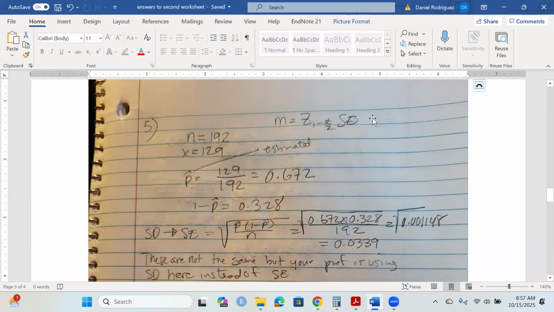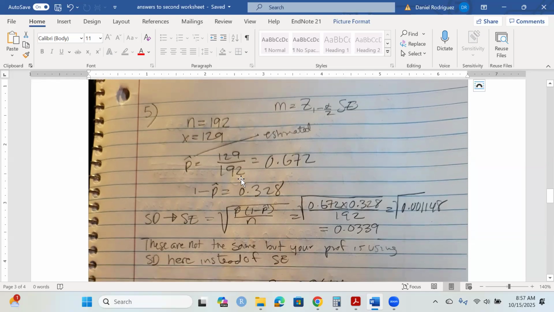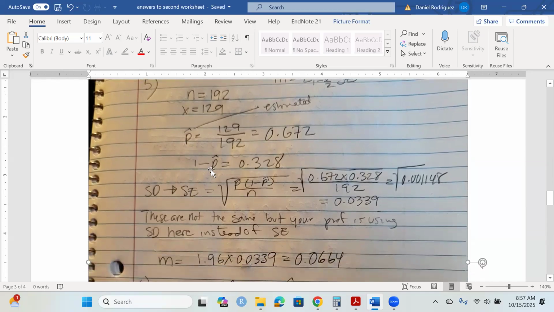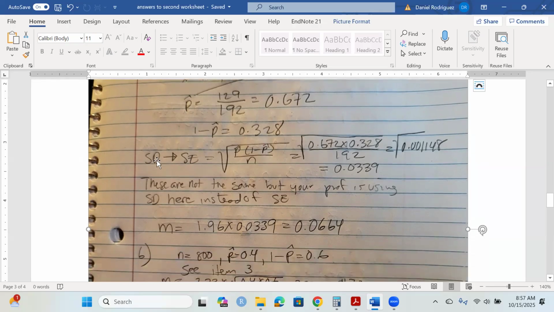So here's my margin of error equation. n is 192, n is the sample size. x is equal to 129, so that's the number of successes, or people having part-time jobs in this case. 129 divided by 192 is 0.672. The complement of that is 1 minus 0.672, or 0.328.